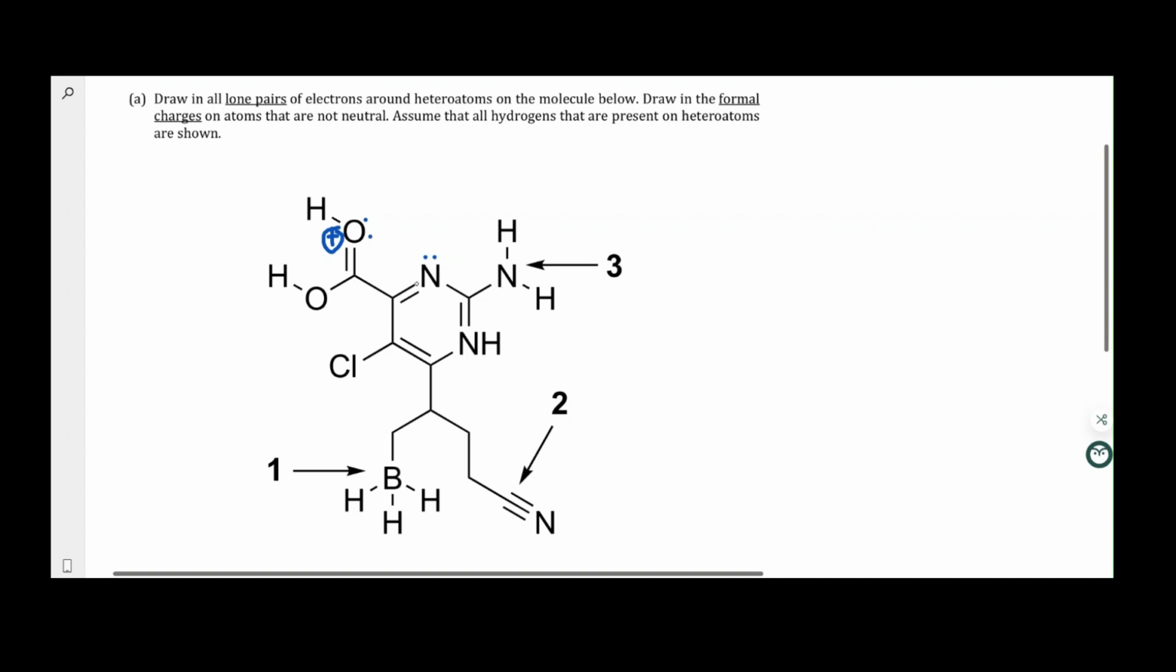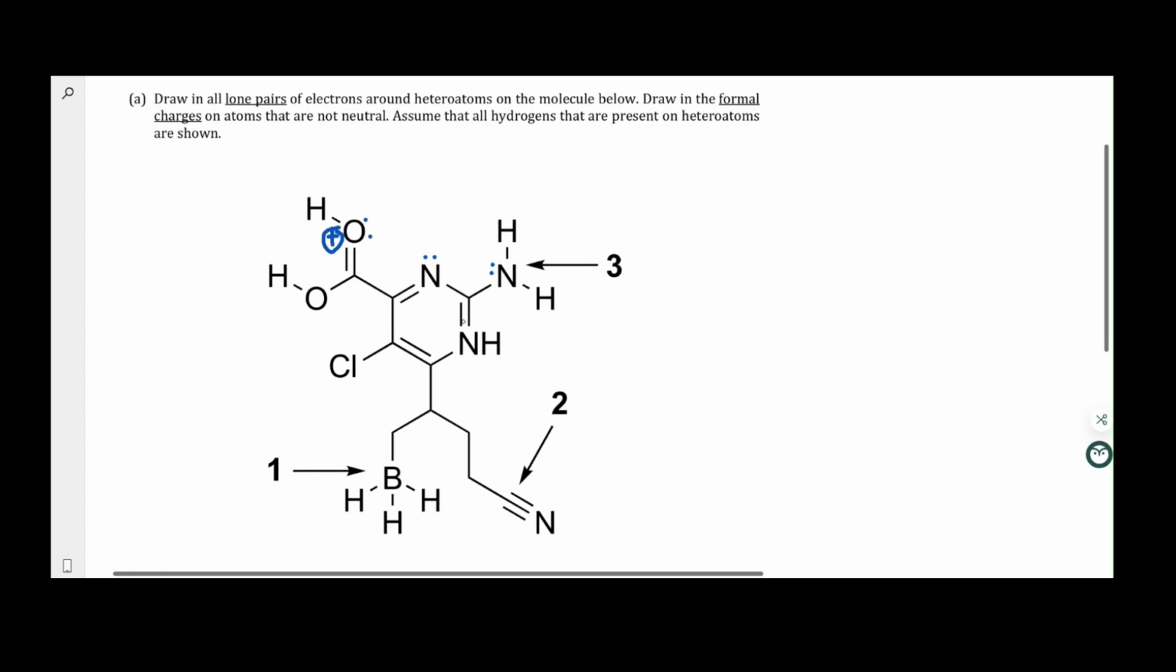And now the formal charge calculation is 5 minus 3 bonds minus two electrons in lone pairs, right? So that will be a zero formal charge. Coming on to this nitrogen, that will be also quite similar. It has three bonds, and to fulfill its octet, we would have two lone pairs over here.